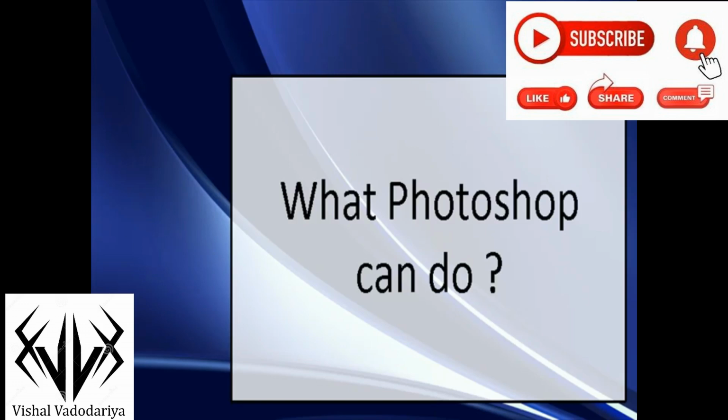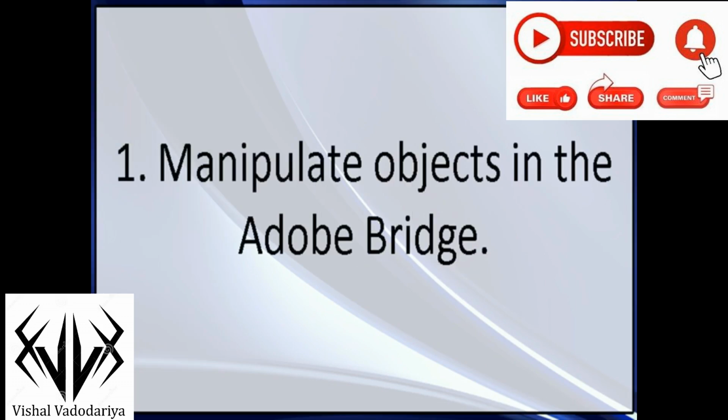Video 1. What Photoshop can do. 1. Manipulate objects in the Adobe Bridge. This new generation of file browser enables you to look at photographs and artwork in detail before you open the file, process multiple camera raw images, flip through pages in PDF documents, size and rate and organize your work in a convenient and highly user-friendly way.